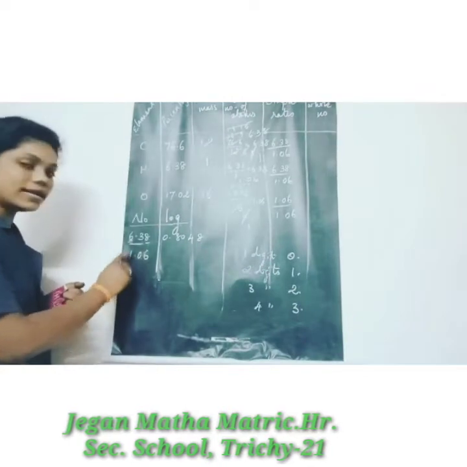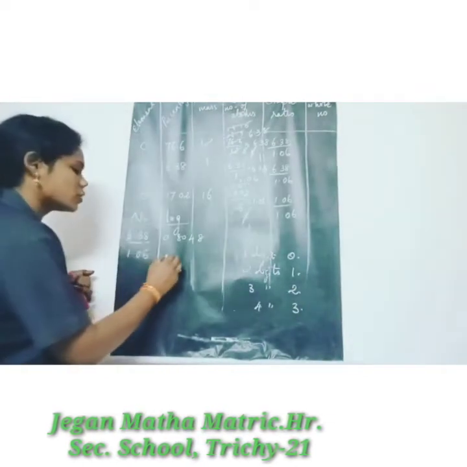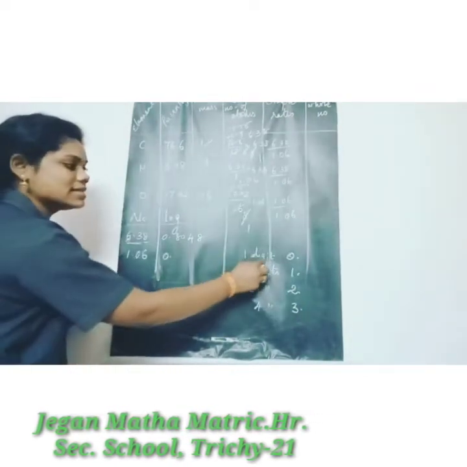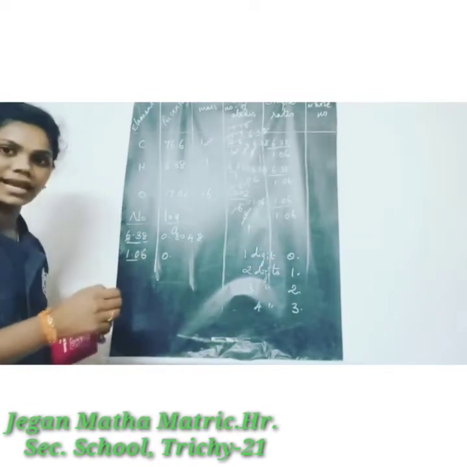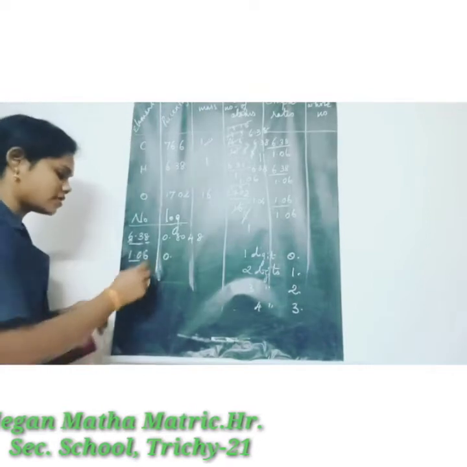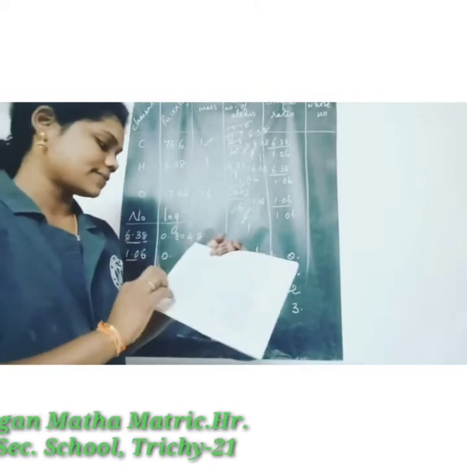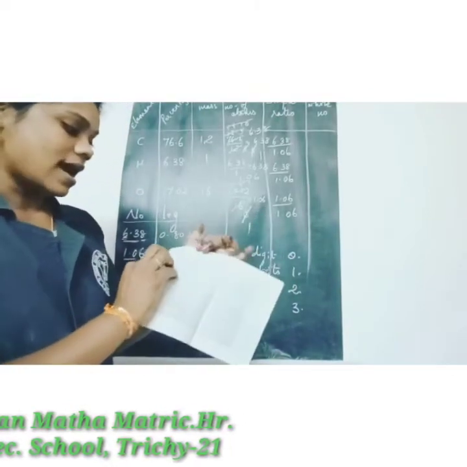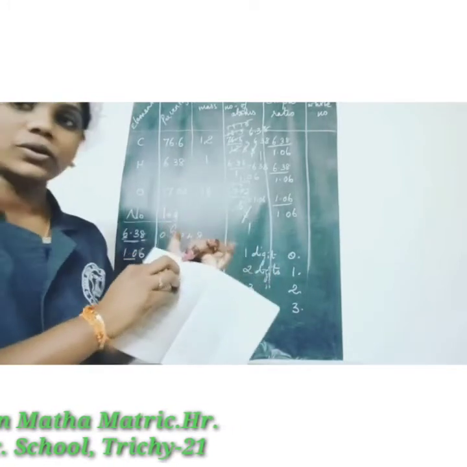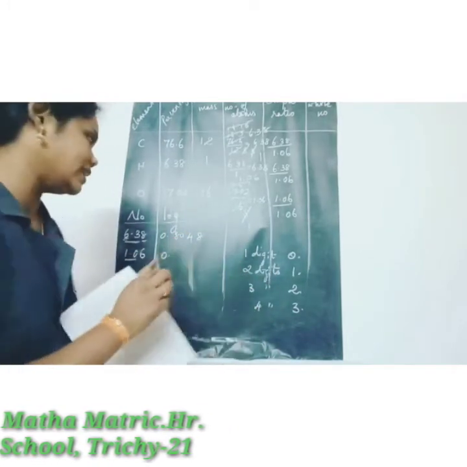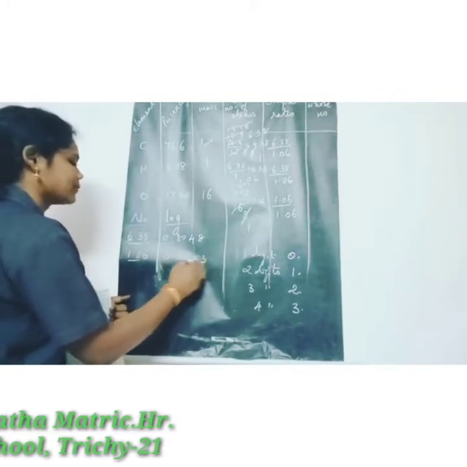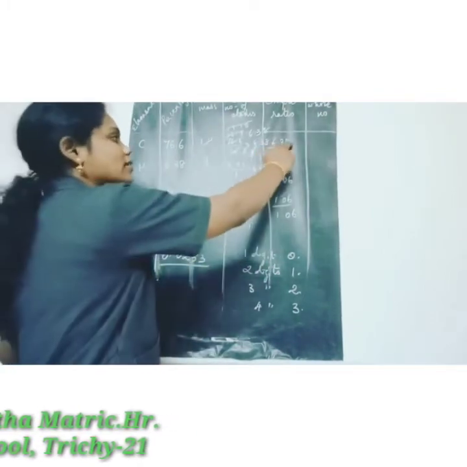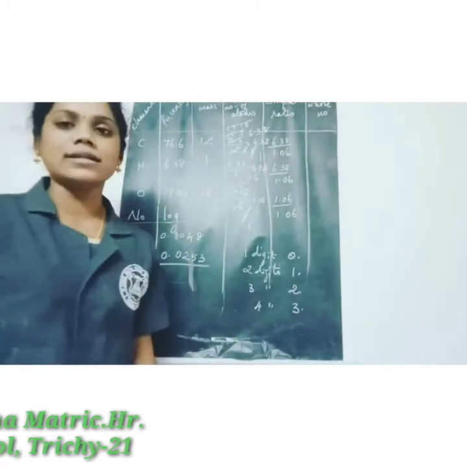Next, 1.06. Only 1 digit is present before the point, so it is 0 point. Then you take the first 2 digits, 10, and then 6. See here the value for 10 and 6 is 0253. So here 0253.